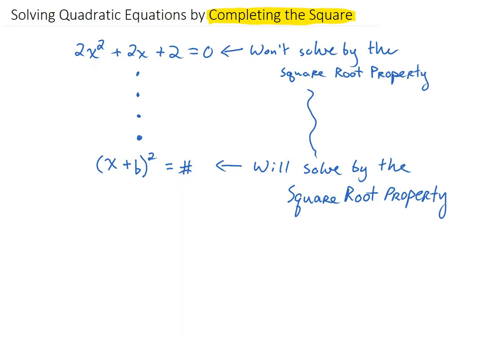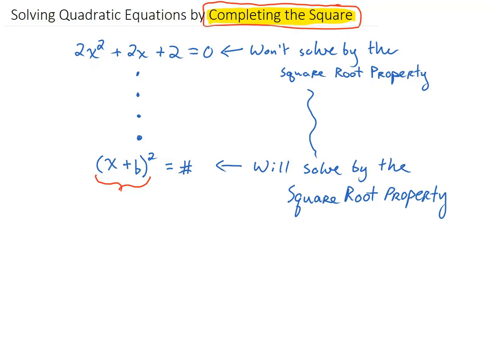This process of taking a quadratic equation that won't solve by the square root property and transforming it into something that will solve by the square root property is the process that we call completing the square. In other words, we're going to complete the square so that we have this perfect square binomial. I kind of think of it more like we're creating the square, but the traditional name for it is completing the square, so we'll stick with that.